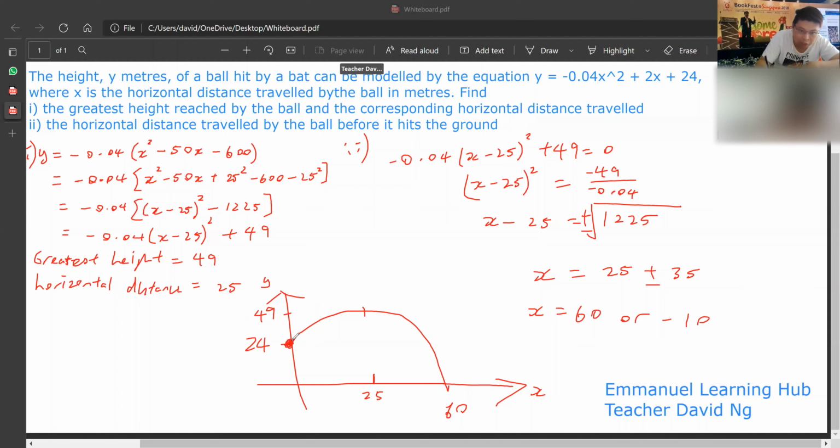So the ball is from here, hit by the bat, the ball goes like that, right? The ball goes like that and hits the ground. You can visualize. Yep. The ball is hit by the bat, then lands on the ground. This is the way the ball travels.